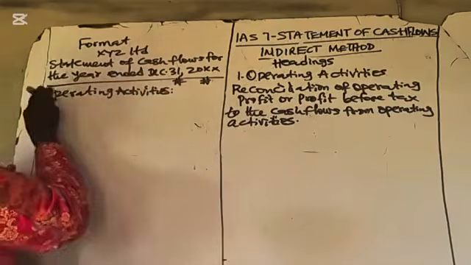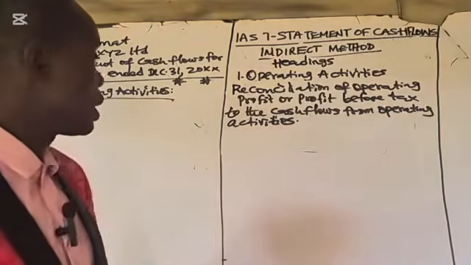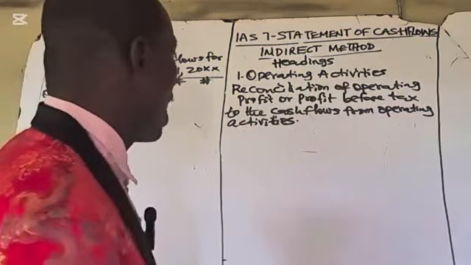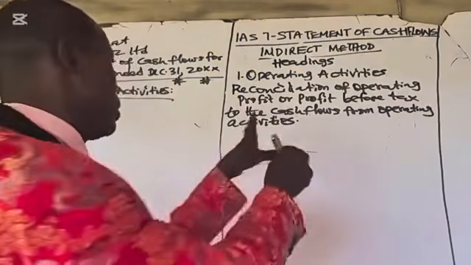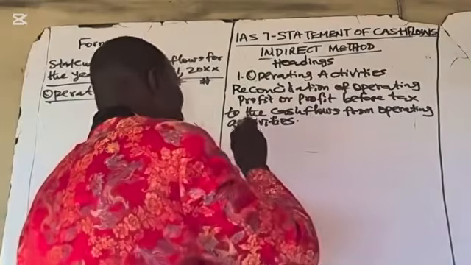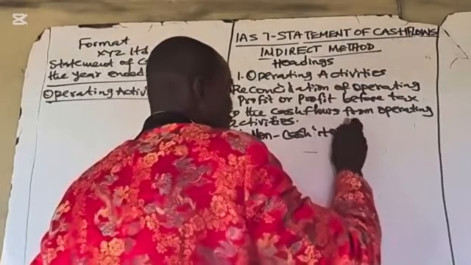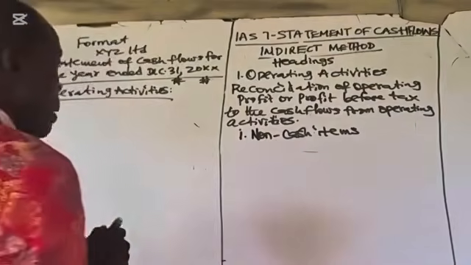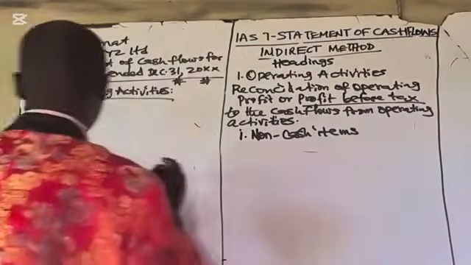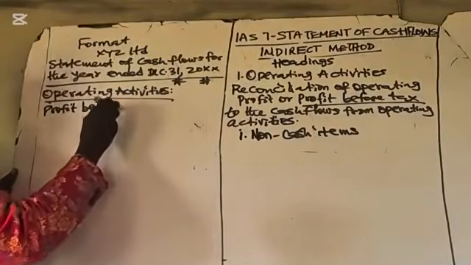Under this heading, what we normally do is reconciliation. You want to reconcile your operating profit with the cash flows from the operating activities. There are three major items that are required for reconciliation. Number one are non-cash items. Remember, you want to reconcile your operating profit or profit before tax, so we may just start with profit before tax.